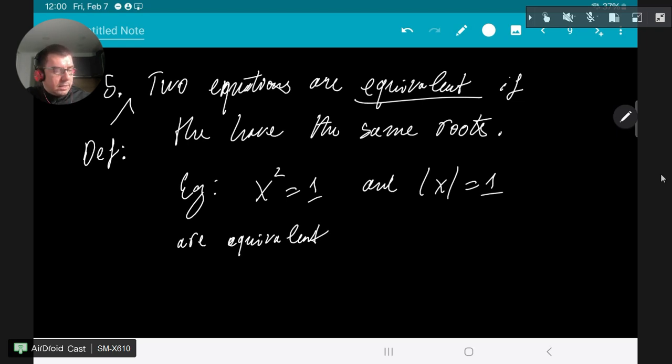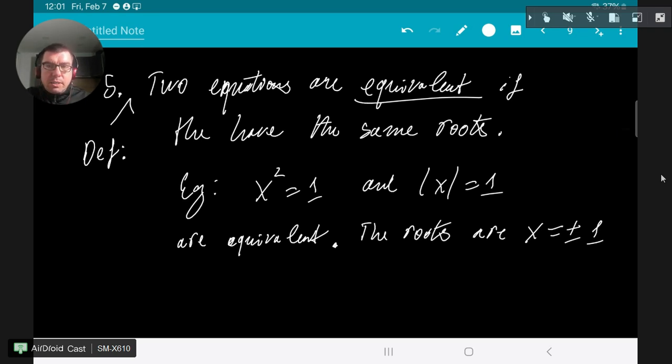In both cases, the roots are x equals plus or minus 1. I can make a check. 1 to the power of 2 equals 1. Modulo of 1 equals 1. Minus 1 to the power of 2 equals 1. And modulo of minus 1 equals 1. They're both correct. Okay?